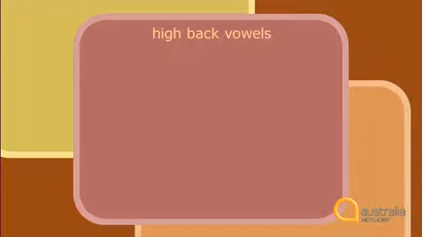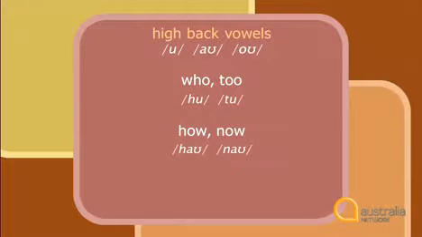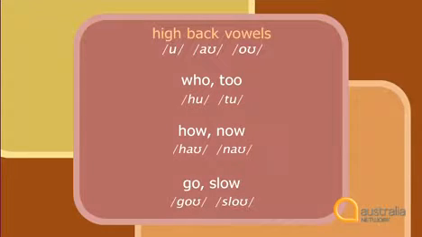High back vowels link with the W sound. High back vowels are oo, ow, and o. Sounds that are produced with the highest part of the tongue but close to the back of the mouth. For example, who, to, how, now, go, slow.